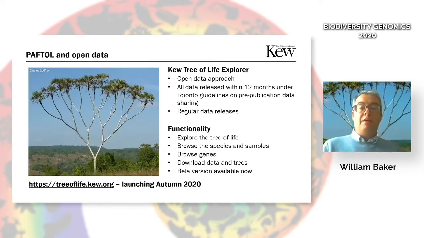We have an open data approach. We've established a portal called the Kew Tree of Life Explorer, and we aim to release all of our data within 12 months of generation. You can already see a beta version of this portal at the URL at the bottom of the slide, but later this autumn we anticipate having a full launch, and through that portal you'll be able to explore the tree of life devised from our data, browse the species, browse the samples, browse the genes, and download the data and all the data intermediates all the way through to the trees.